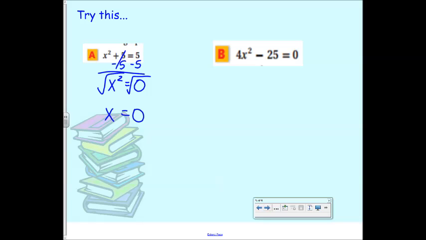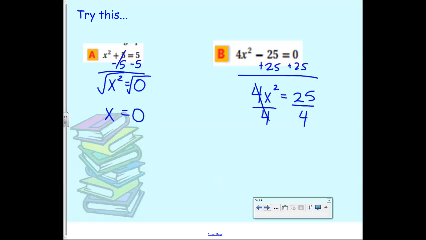What about this one? What do I do first? Add 25. So I'm going to add 25 to both sides, plus 25, plus 25. And then what do I end up with here? 25. Now what? Square root it? Not yet. You gotta handle the variable. I got to handle the coefficient. How do I get rid of a 4 here? Divided by 4, divided by 4. And what do I have left here?